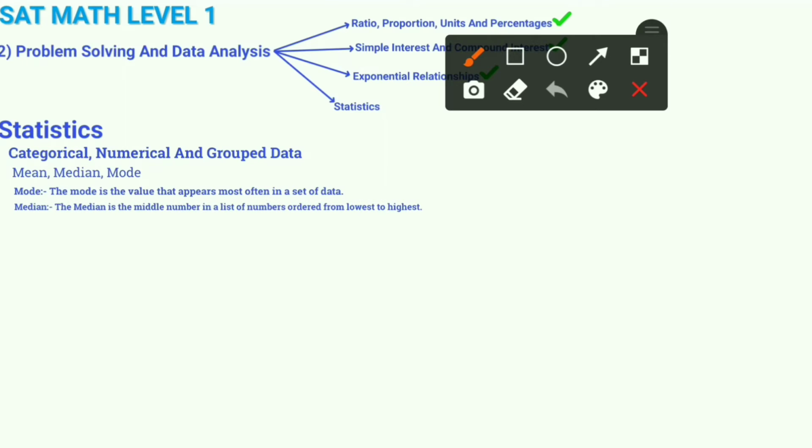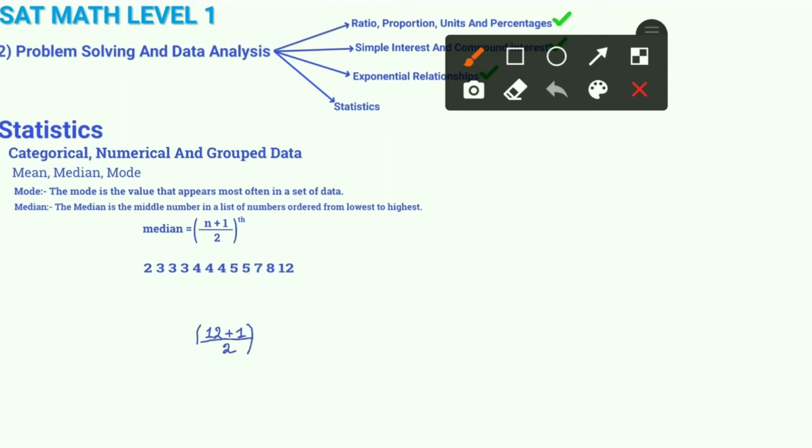Probability is done. Categorical, numeric, and true group data. Mean, median, mode. The mode is the value that appears most often in a set of data. The median is a middle number in a list of numbers ordered from lowest to highest. So order is very important when taking out the median. We're going to do this in ascending order. Then we're going to use the formula to find the median, and it is in the 5th position, so 9 is the median.